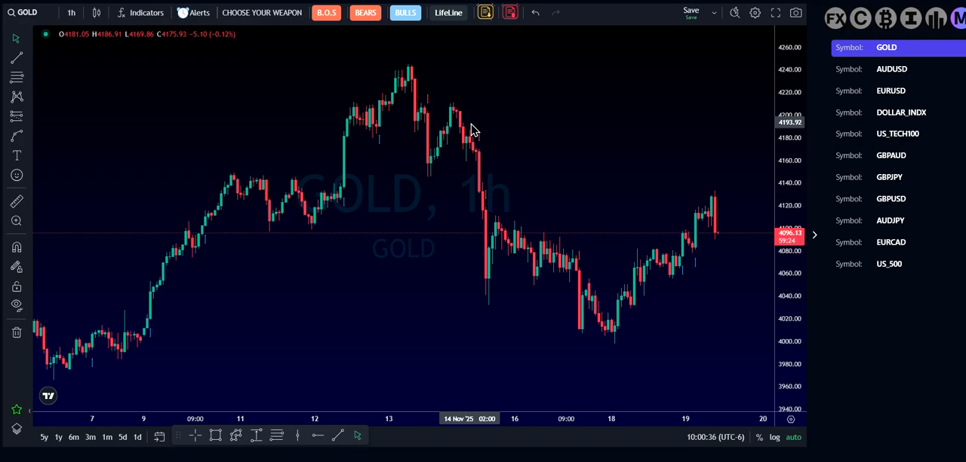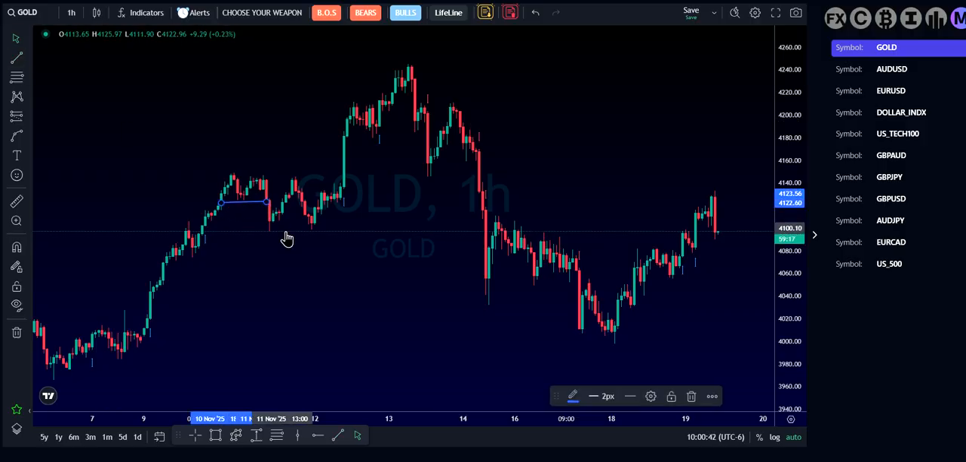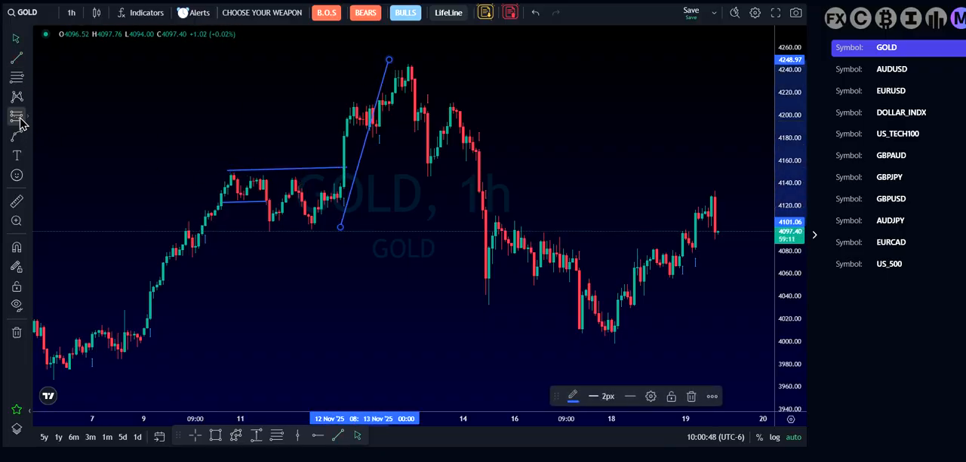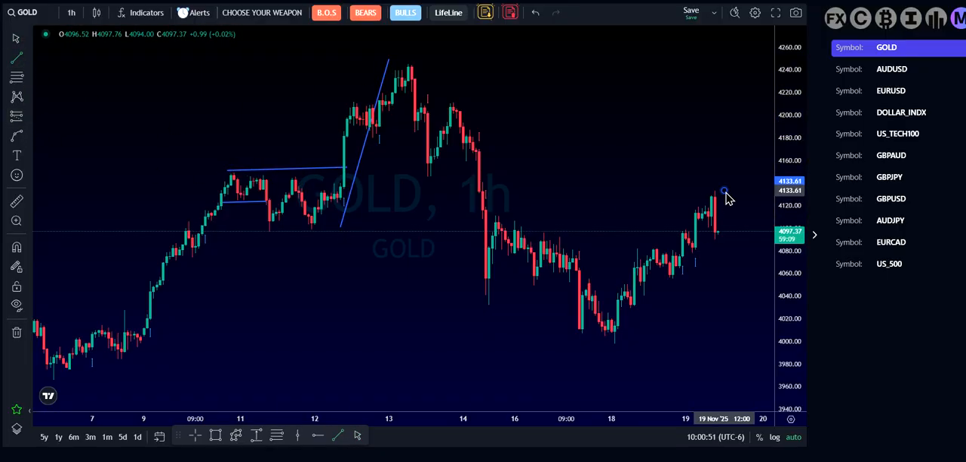Now, in this video, I want to show you real quick how this area right here, a simple breaker structure to the downside and also a starting point to the upside, would have gotten you a beautiful sniper entry right over here. Let's get started.